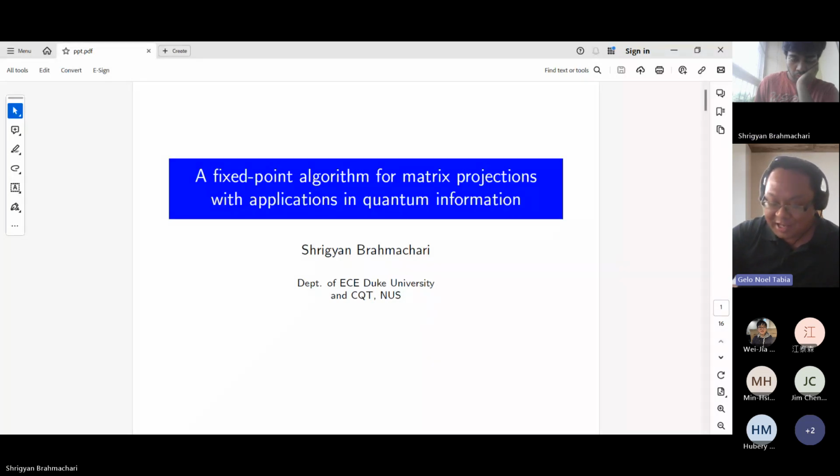He did his undergraduate in mechanical engineering, in fact, and his master's in quantum engineering at the Indian Institute of Technology in Madras. So today he will be telling us about this fixed point algorithm for matrix projections. So yeah, Shrigyan, the floor is yours.